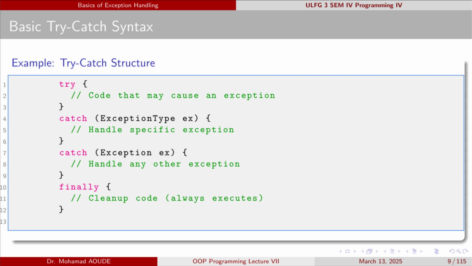Here's the general structure of a try-catch-finally. Always start with specific exception types, then add a generic one at the end. The finally block is always executed, making it ideal for releasing resources like files or database connections.